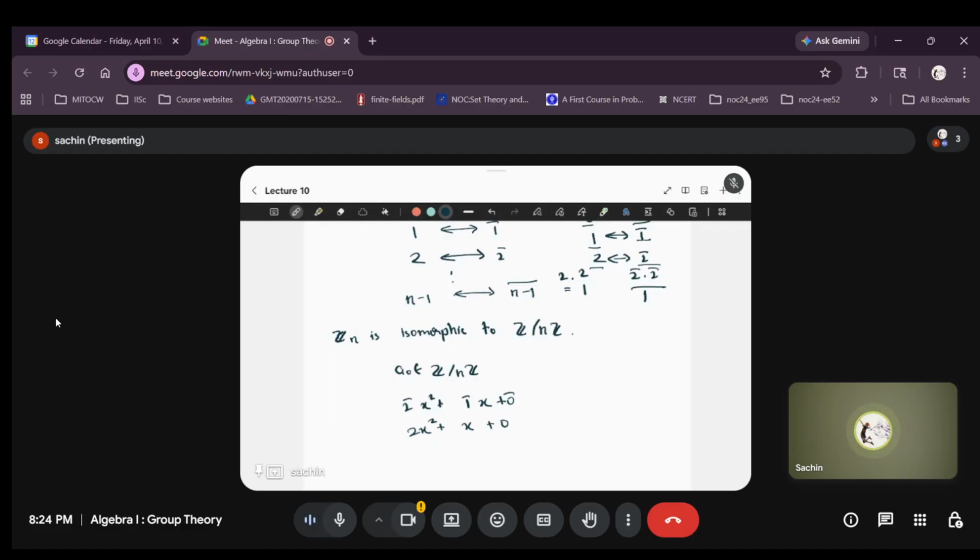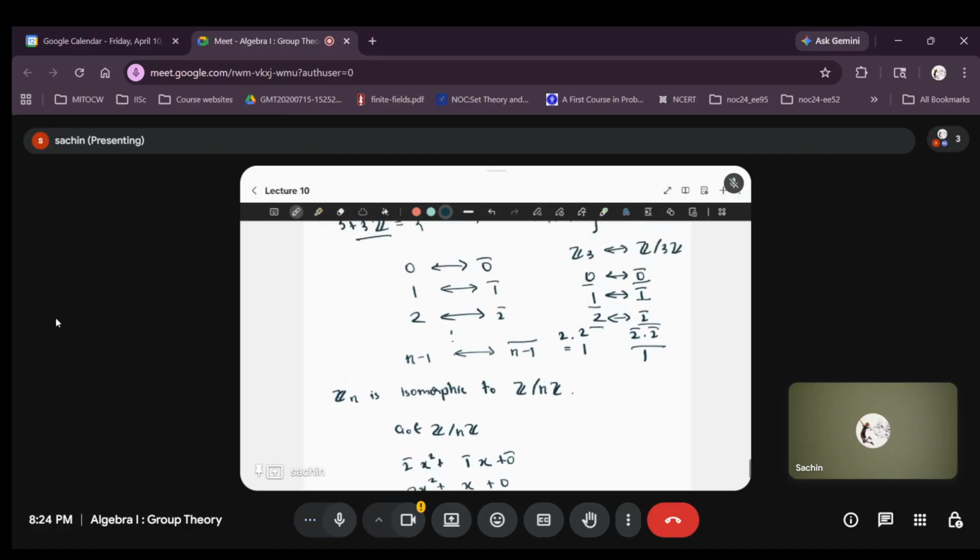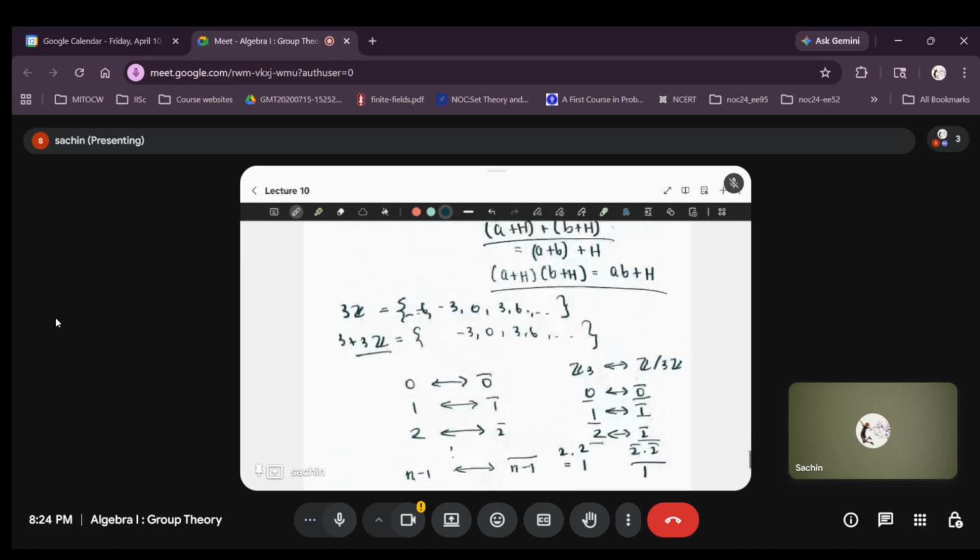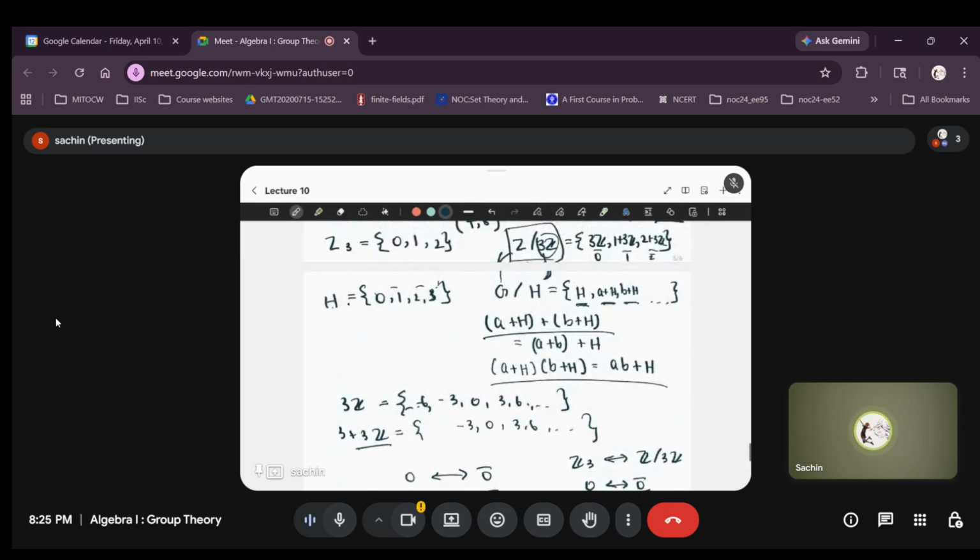It's called quotienting. You say Z mod nZ, not slash. You say Z mod nZ. And here also, for arbitrary G and H, you say G mod H.